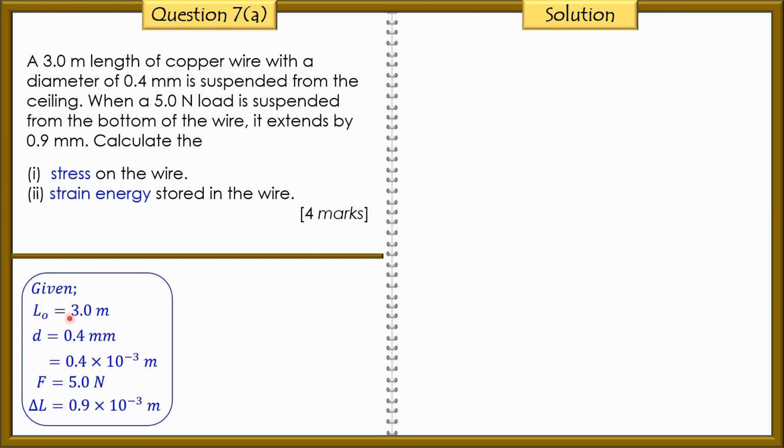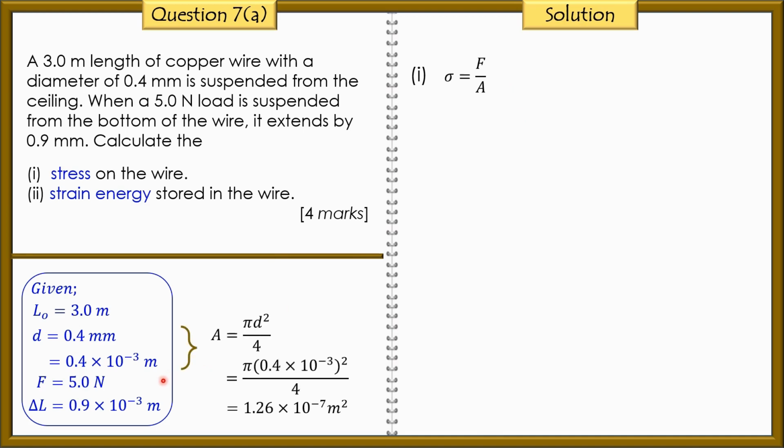Do take note that the 3 meter length refers to the initial length, the diameter is given, the load refers to F, and the extension of 0.9 mm refers to delta L. To calculate the stress on the wire, we know that the stress is equal to F over A. Firstly, we need to calculate A, the cross-section area of the wire.